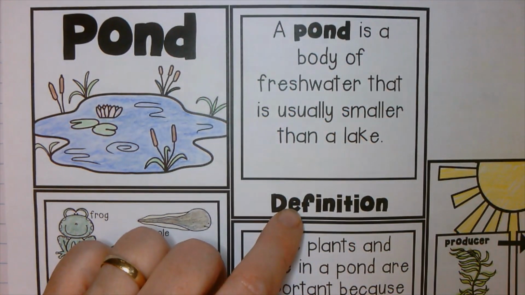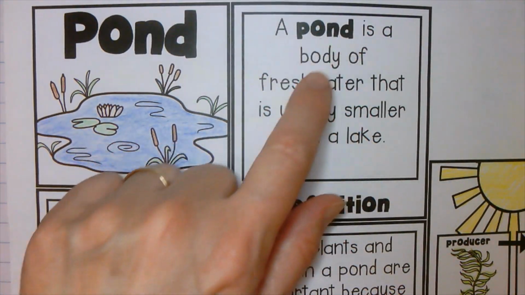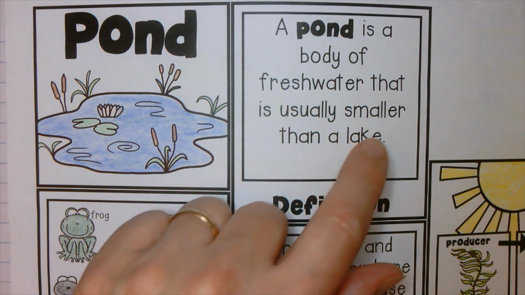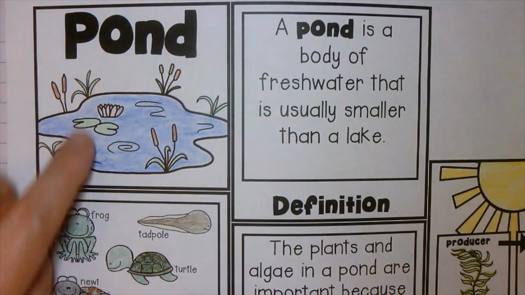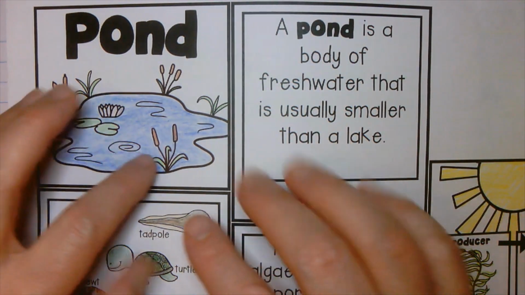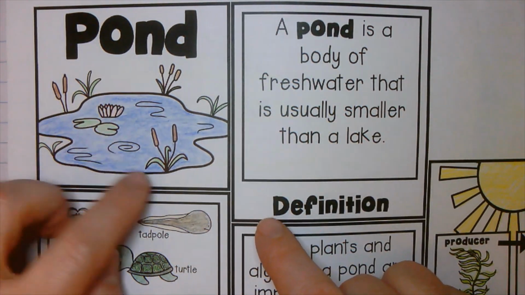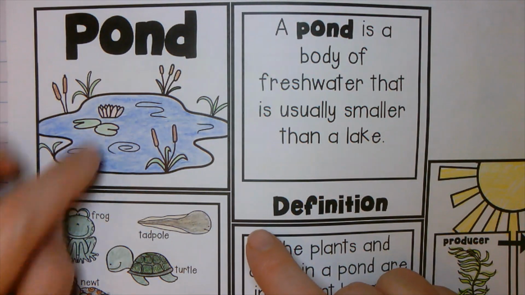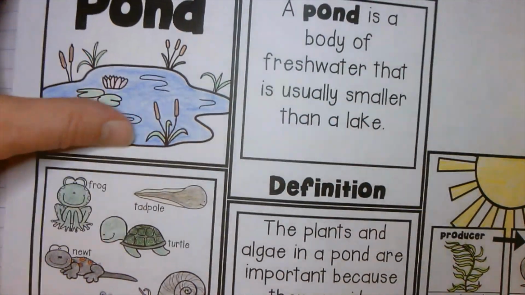Our definition, what pond means. A pond is a body of fresh water that is usually smaller than a lake. And a pond is an ecosystem. So it can be small. It doesn't have to be a great, big, huge thing to be an ecosystem, but we want to look at all the different ways everything connects in an ecosystem.